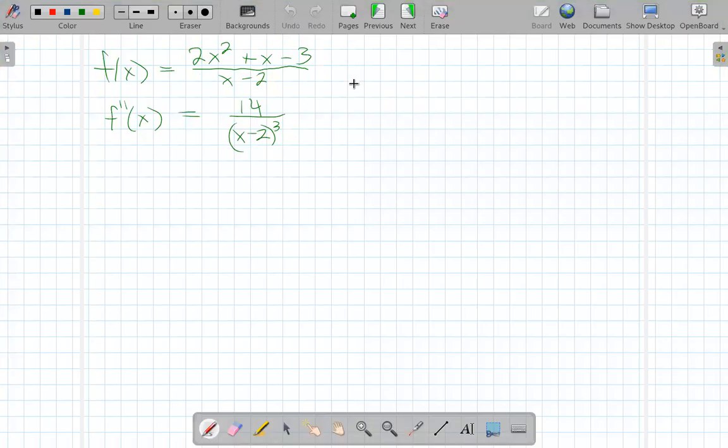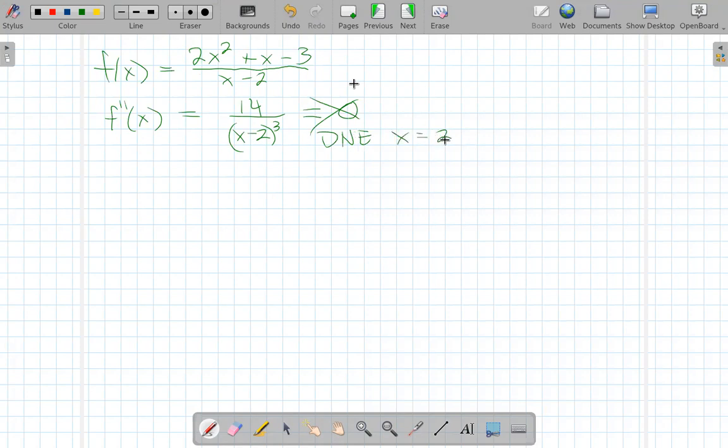I almost forgot about the concavity here. So working on this right here, there are no places where this is equal to 0 because 14 can't be 0. So that can't happen. But is there anywhere this does not exist? And the answer is yes, at x equals 2.